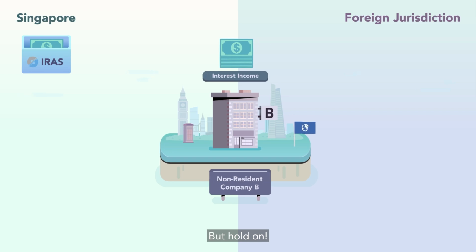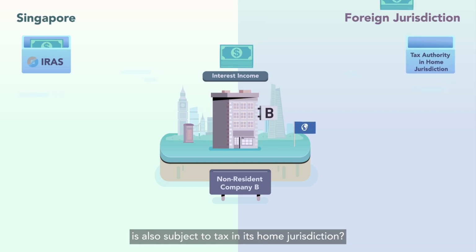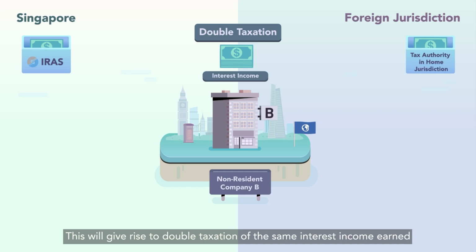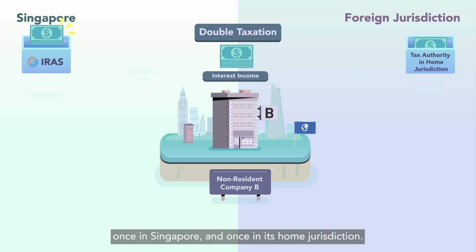But hold on! What if this same interest income earned by non-resident Company B is also subject to tax in its home jurisdiction? This will give rise to double taxation of the same interest income earned by non-resident Company B, once in Singapore and once in its home jurisdiction.